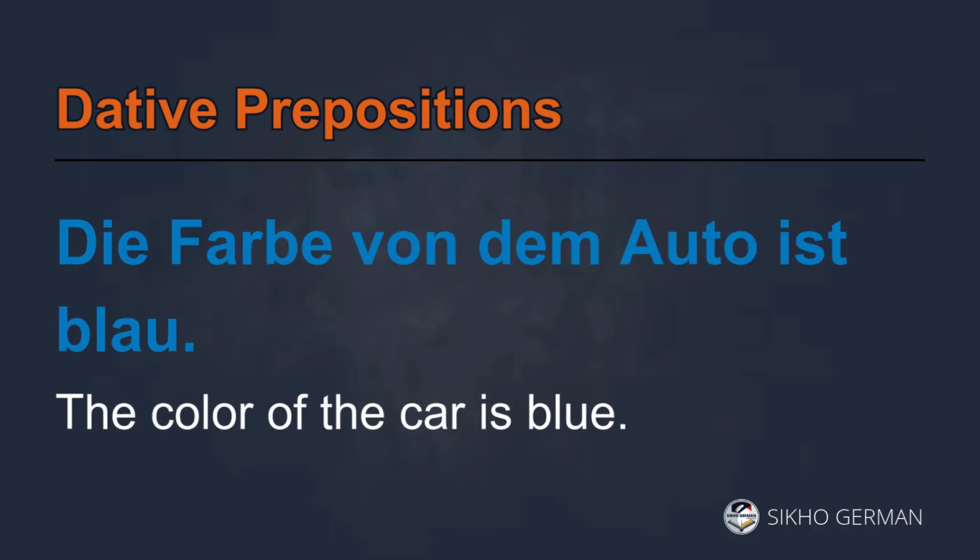Die Farbe von dem Auto ist blau. The color of the car is blue. Here, von means of, showing possession or relationship. Das Auto becomes dem Auto, dative neuter after von. Note, in German, you often use von plus dative, where English uses of.